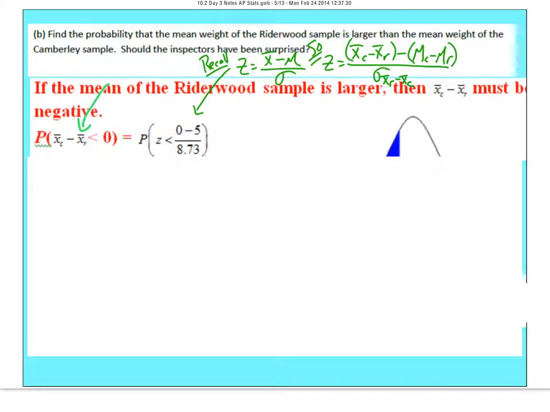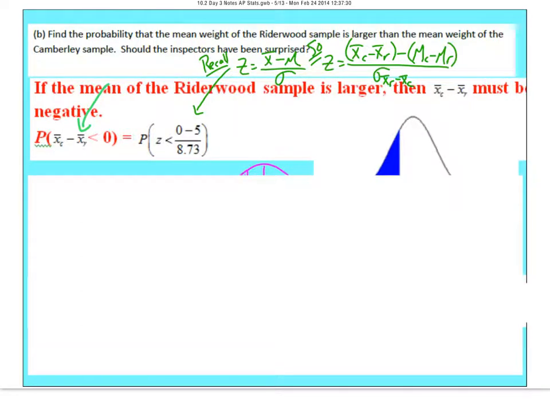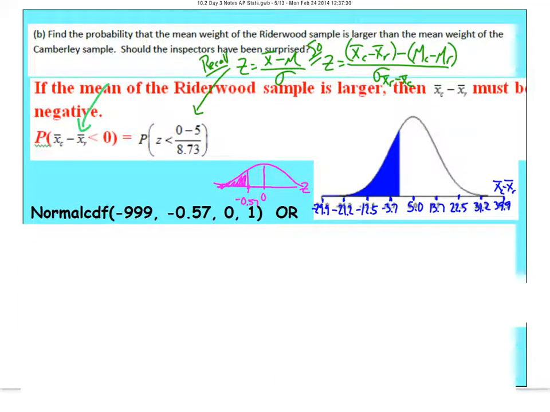If we look at the graph of that, remember, the mean difference is here at the middle, at 5. We want to find the probability that the mean difference is less than 0. Well, 0 is somewhere in here. I'm just estimating it's right about there. And I want less than, so I want the area to the left. Now, there are two ways you can actually calculate this.